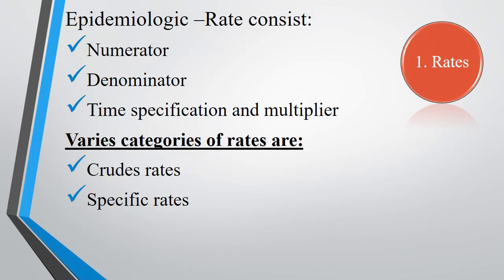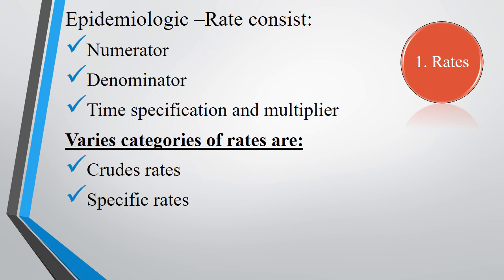Then the characteristics of a rate: the numerator will be present, the denominator will be present, a time specification will also be there, and a multiplier. Then the various categories of rates. There are two categories: crude rates and specific rates. So what is meant by crude? Crude means whole, we cannot specify anything.